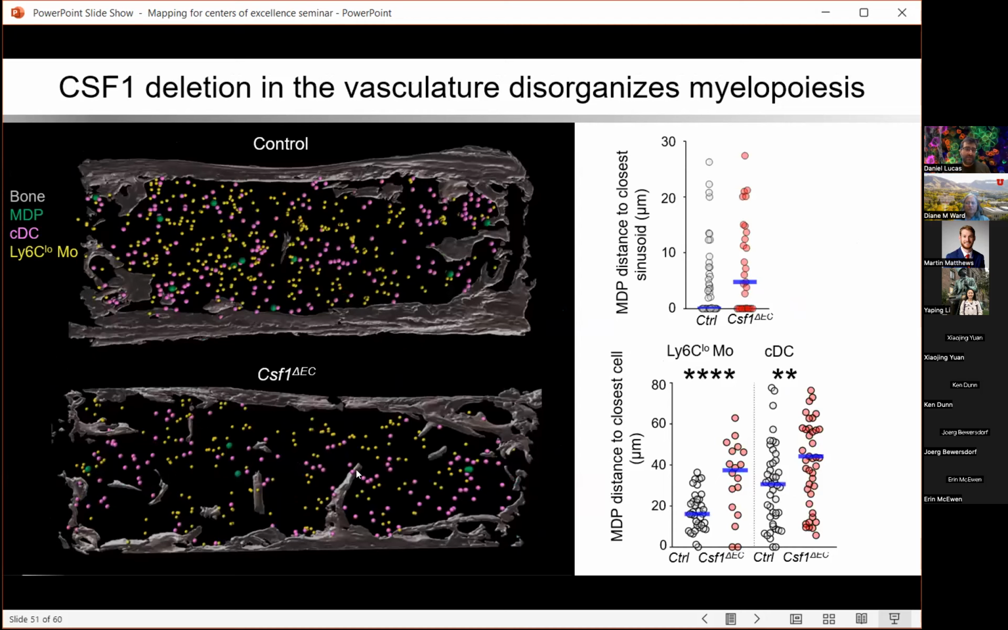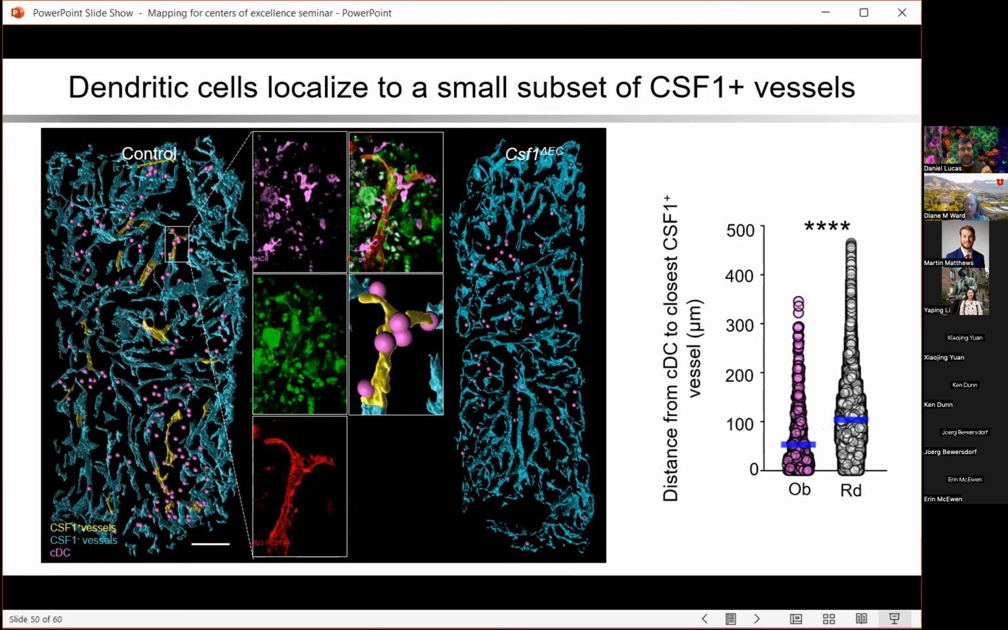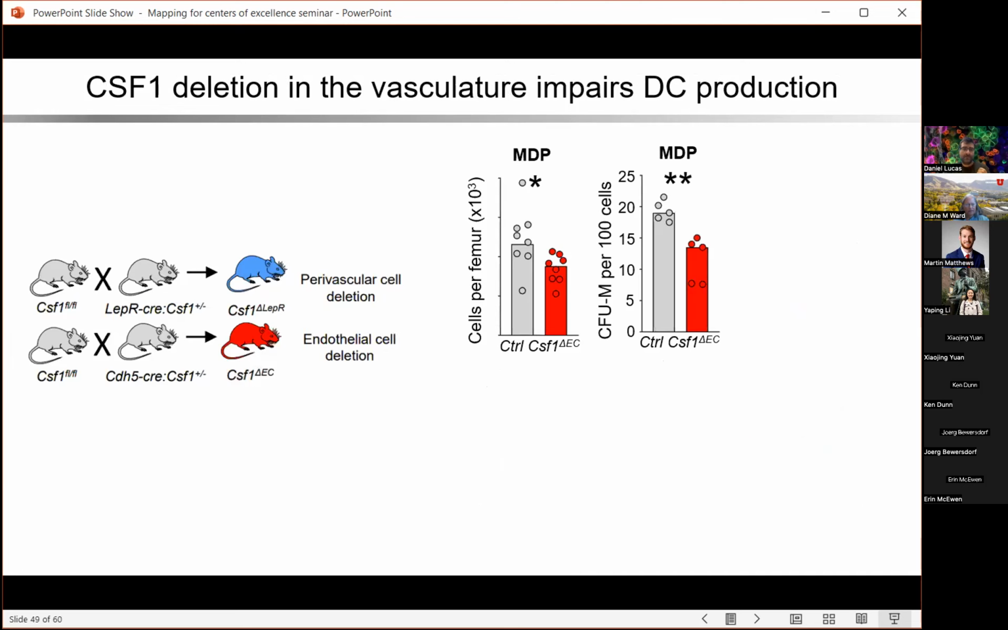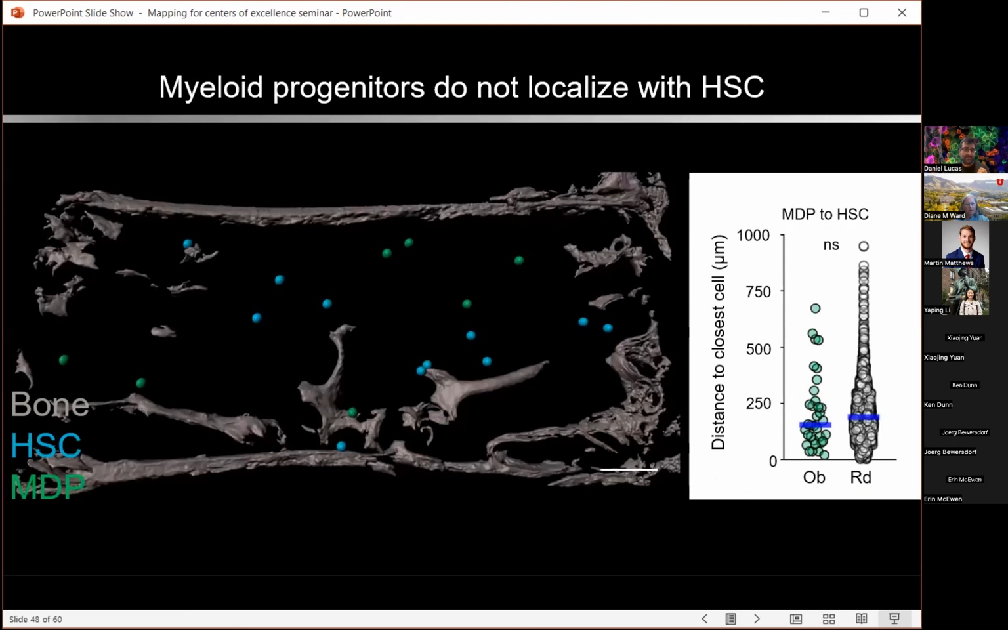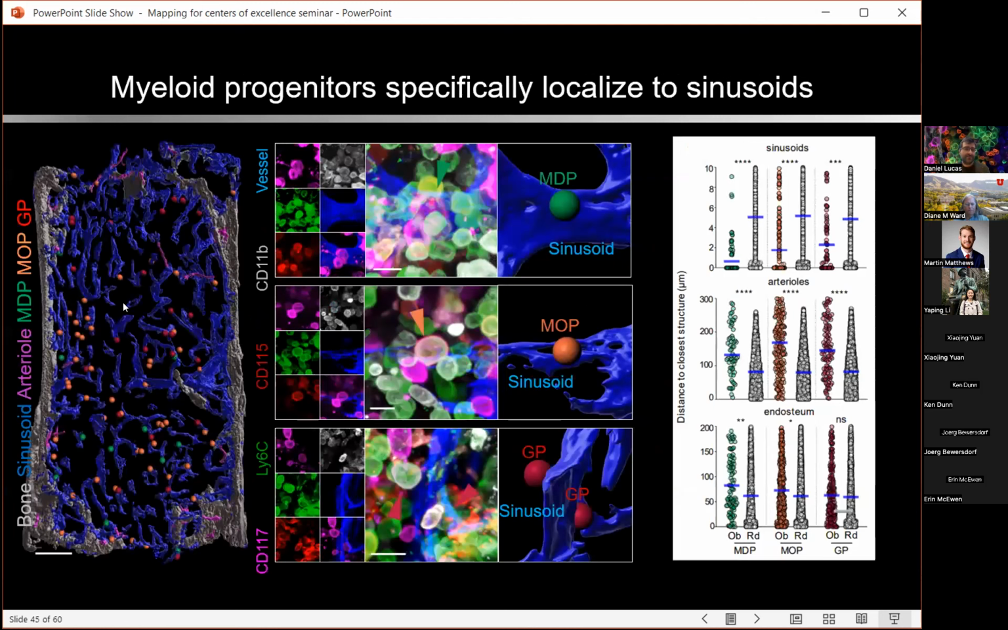When we delete... I'm sorry to interrupt, only because we're moving away from it a little bit. There was a question in the chat about how you were labeling your sinusoids. You mean these CSF1 positive sinusoids? I think it was a slide or two back. How do we label this? There. These sinusoids. Yeah. We regularly use anti-CD31 and anti-CD144 intravascular injection. Great. Thank you very much.